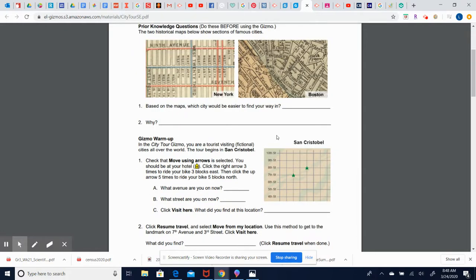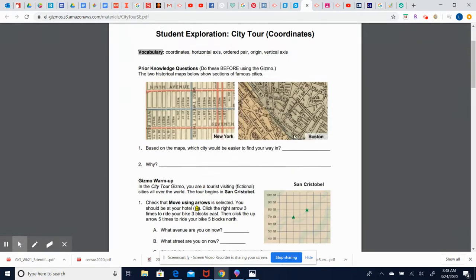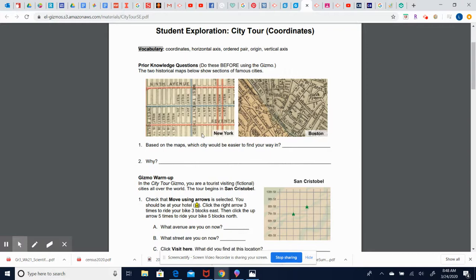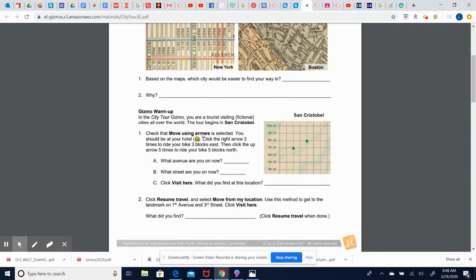Once we notice that the reason New York is so much easier is because it's set up much like a graph, let's try this Gizmo warm-up. In the city tour Gizmo, you are a tourist visiting fictional cities all over the world. The tour begins in San Cristobal.